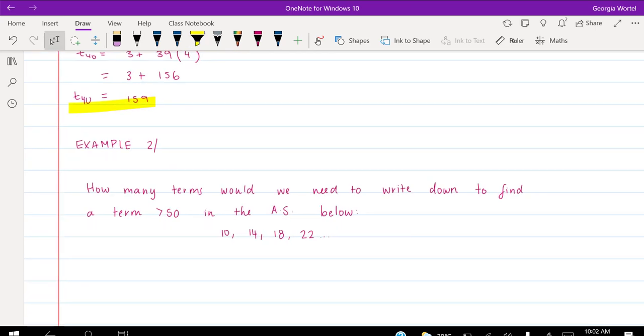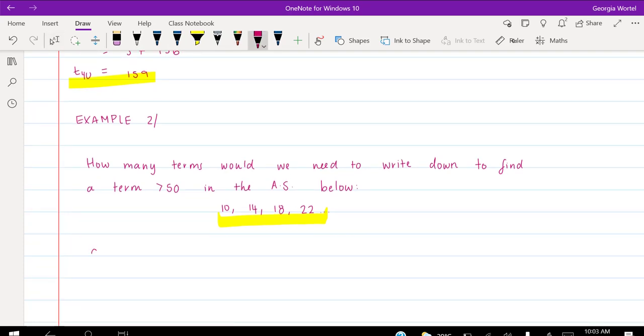Okay, another way that we could see a question pop up is like this. So how many terms would we need to write down to find a term that's greater than 50 in the arithmetic sequence? So we want to work out, to have the value bigger than 50, what number term do we have to be on? And we've got this arithmetic sequence here, 10, 14, 18, 22. So let's write down everything we know about it. Well, we won't use the rainbow pen. We know our A value is 10. We can fairly easily work out our common difference. That looks like we're adding 4 each time. Yep. 10 to 14 is 4. 14 to 18, 4. 18 to 22 is 4.